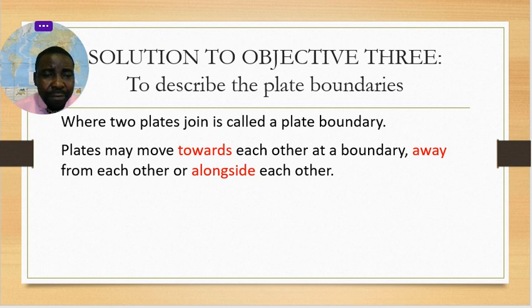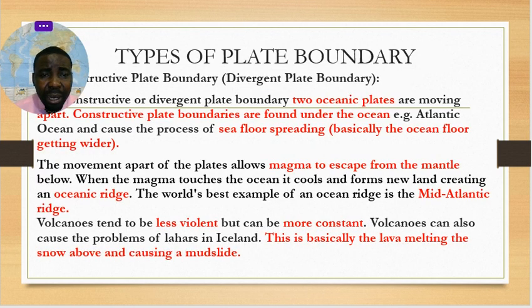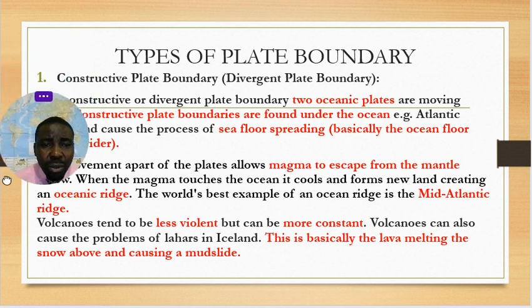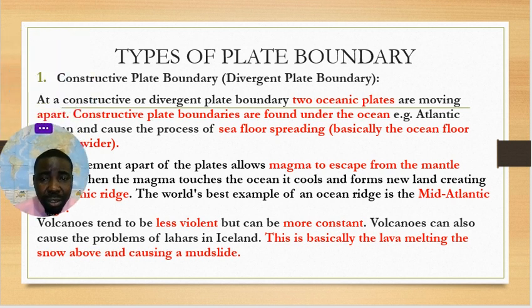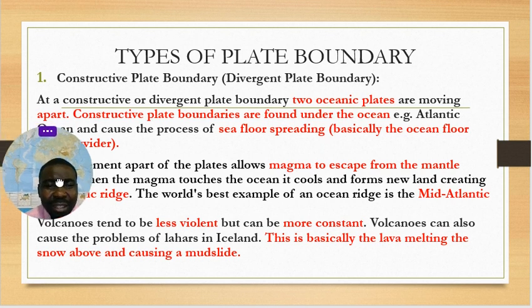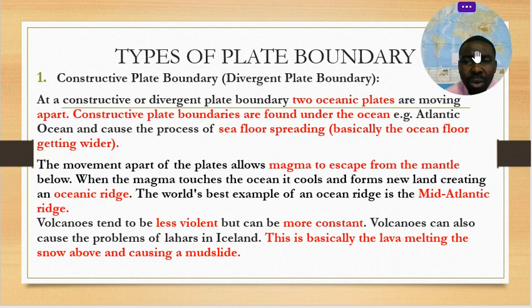The first one we'll be looking at is what we call destructive. Oh, constructive. That's the first one we'll be looking at. Constructive plate boundary or divergent plate boundary. That is the first one we are going to look at. Now, at the constructive or divergent plate boundary, two oceanic plates are involved.